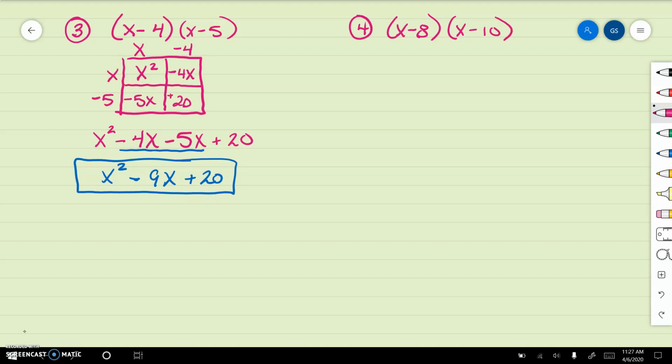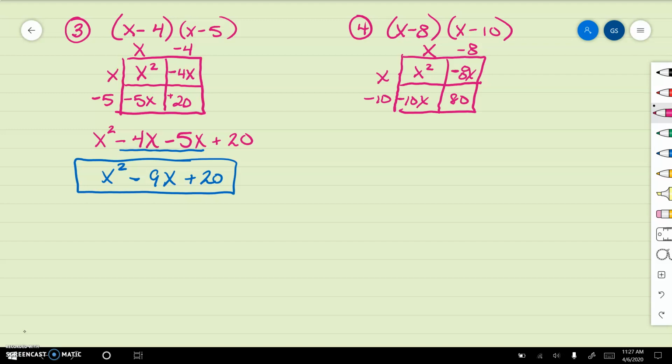All right, make your big box. Okay, cut the box in 4. We have an x and a negative 8 on the top. We have an x and a negative 10 on the left side. Okay, so we have to fill in the box by multiplying. So it's x times x is x squared. X times negative 8 is negative 8x. Negative 10 times x is negative 10x. Negative times a negative is a positive, and 10 times 8 is 80.